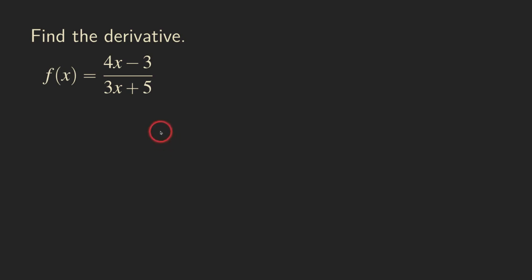Hello everyone, let's look at this rational function here. We want to find the derivative of this rational function, and because it's just a quotient of two polynomials, we are going to be using the quotient rule to differentiate it. First, before we get started, we are going to recall what the quotient rule is.